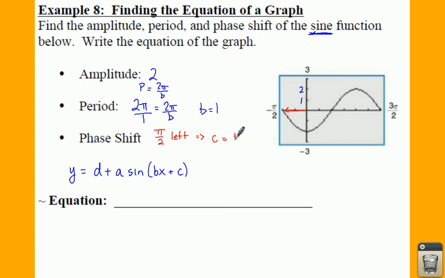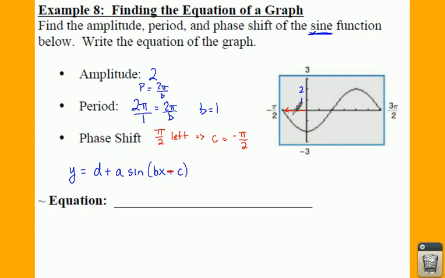a negative. It's going to be a negative pi over 2. So when you plug it into the equation, oh sorry, this should be a minus here, not a plus. So when you plug it in here, this should be a plus pi over 2.